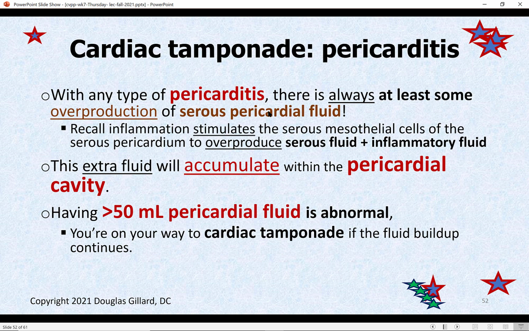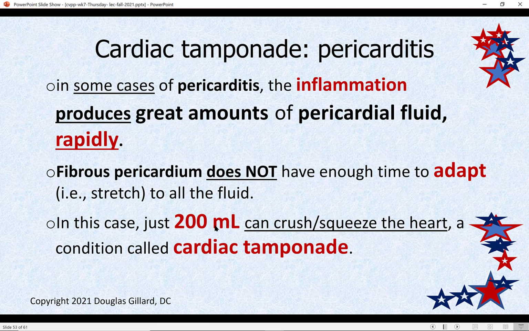Any type of pericarditis can cause at least some overproduction of serous pericardial fluid, and so you can start to get cardiac tamponade with that. If it's severe, you can get quick cardiac tamponade. Usually blood leaking into the pericardial cavity is the big culprit for this, though. But it can be a slow build-up with a pericarditis. Remember, about 30 cc's or milliliters of pericardial fluid is normal. But if you get above 50, you're on your way to developing trouble. You have cardiac tamponade, and it may not be symptomatic yet, but when you get up to 200 milliliters, you're in trouble in some cases.